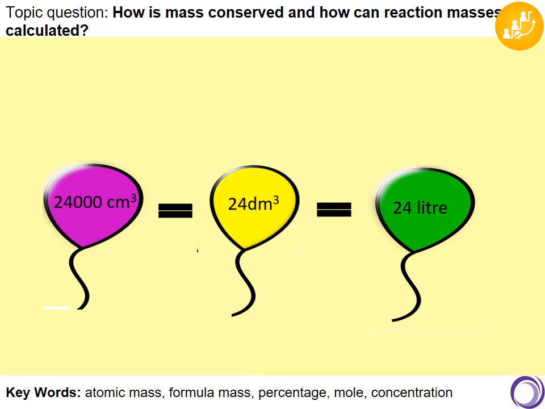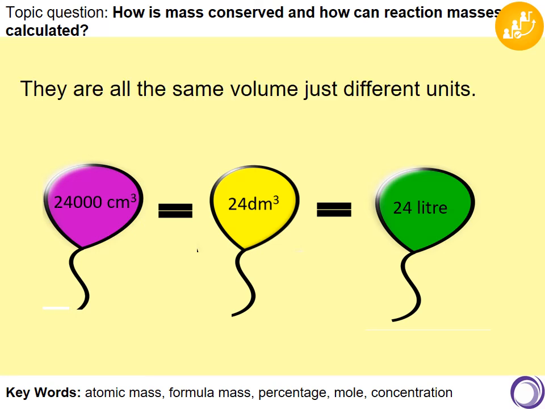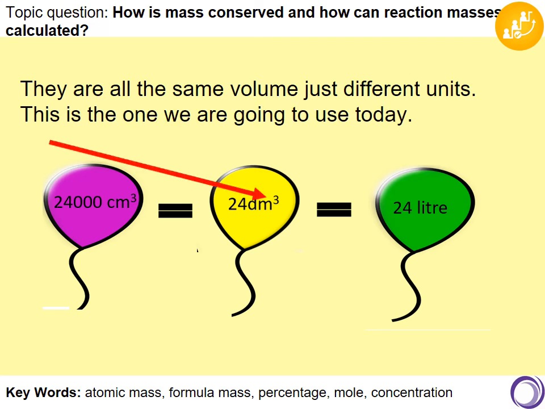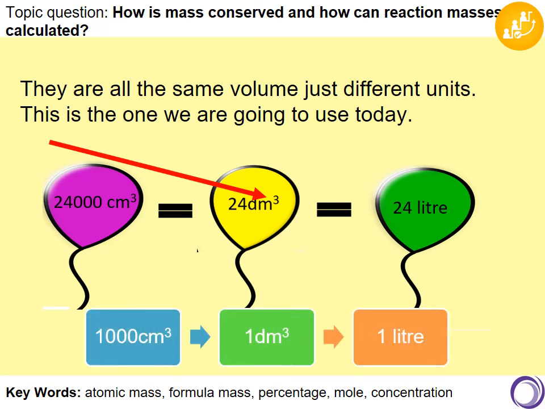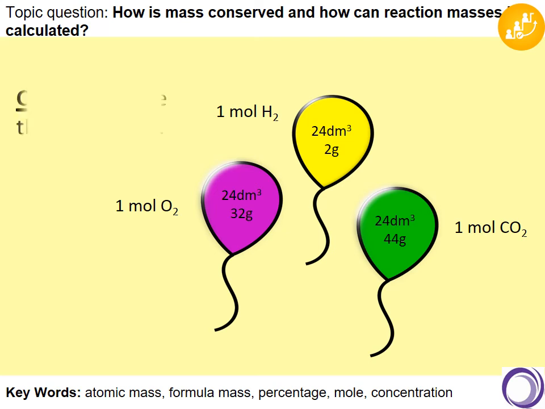We do not use litres in science. These are all the same volume. They just have different units, and the one we're going to focus on is the 24 decimetres cubed. Remembering that 1,000 centimetres cubed is equal to 1 decimetre cubed, which is equal to 1 litre. If we look at these 3 balloons then and compare them, we can see that in every one of the balloons we have 1 mole of gas. In every one of the balloons we have 24 decimetres cubed.